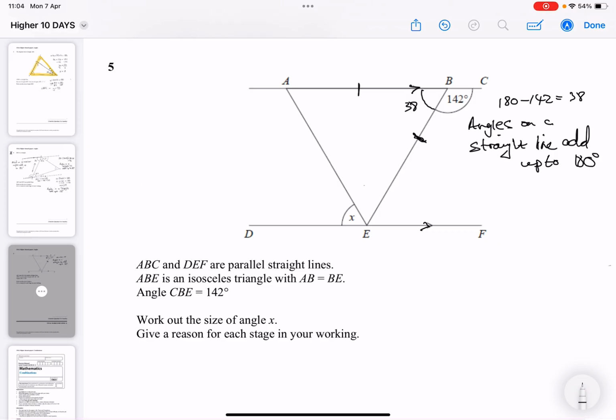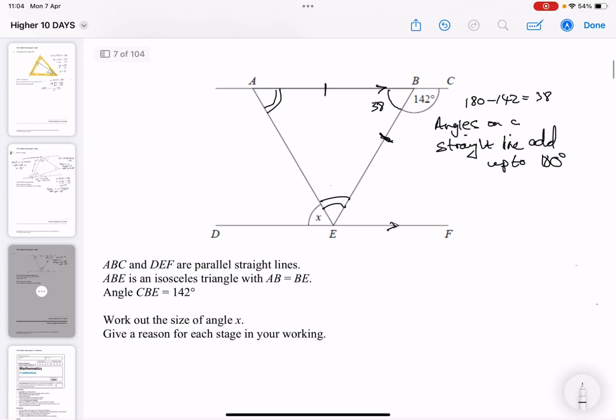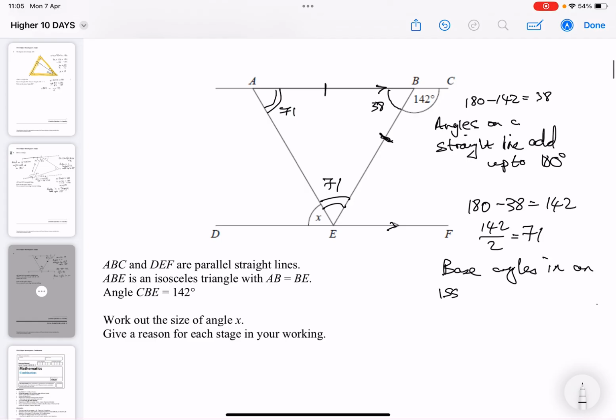Then I can also look at these two angles. These two angles being base angles in an isosceles triangle. So 180 take 38 equals 142. 142 divided by 2 equals 71. So these are both 71, and that is because base angles in an isosceles triangle are equal.